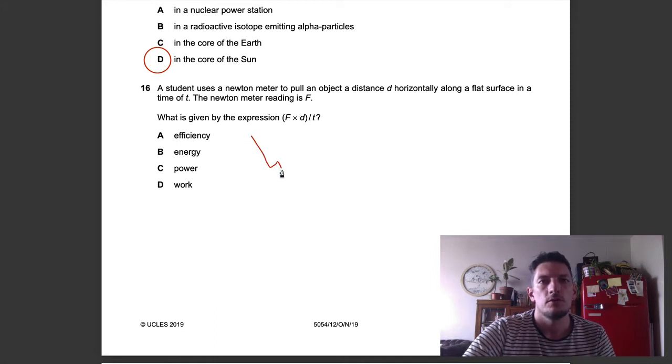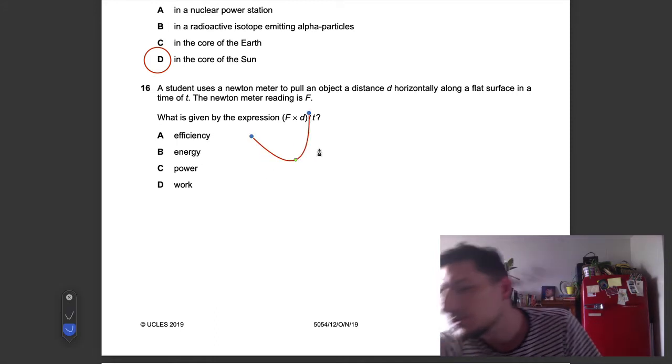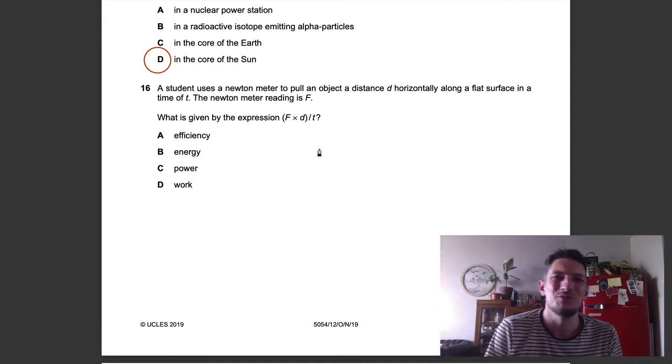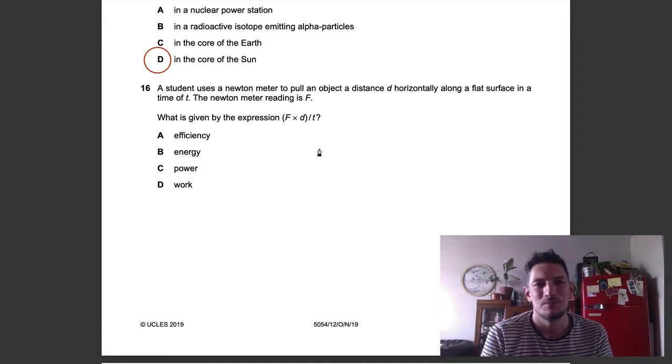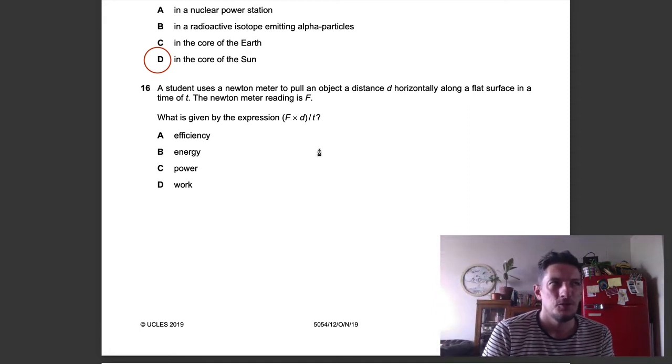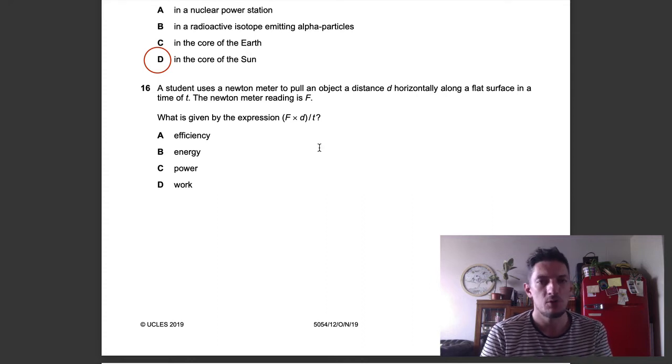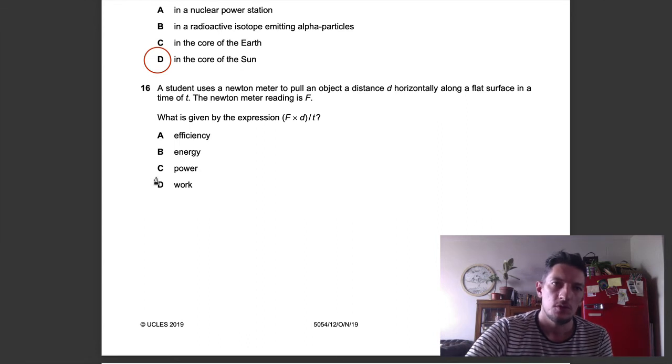Work? This is not working. Work is equal to force times distance. Work is also equivalent to energy. Work per unit time, or energy expended per unit time, is power. That is the rate at which you do work. So the correct answer is power.